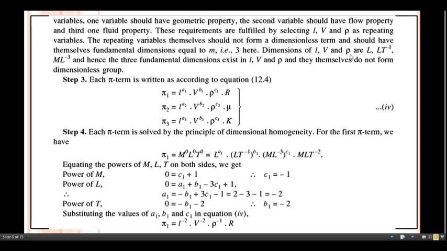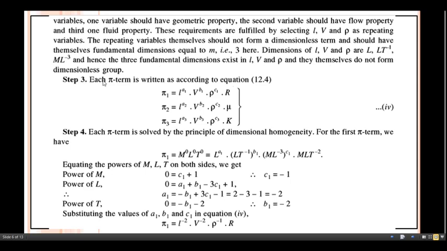Now see the dimensions of L, V, rho. Dimension of L is L, dimension of V is L T raised to minus 1, and dimension of rho is M L raised to minus 3. So whatever the unit, according to that you have to form the dimensions, and hence the 3 fundamental dimensions exist in L, V and rho, and they themselves do not form a dimensionless group.